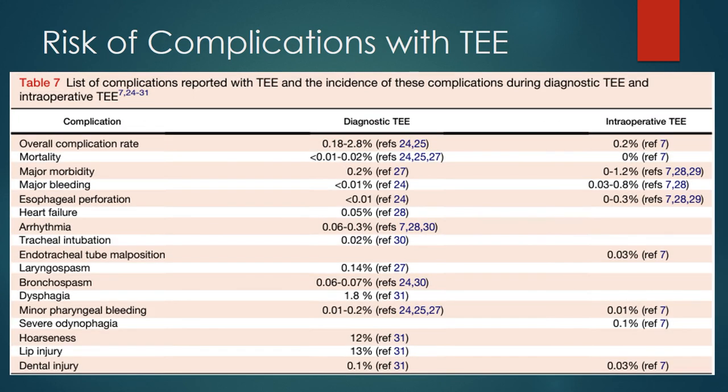So the risk of complications with transesophageal echocardiogram is super low. So I quote patients a 1 in 1,000 chance of severe complications such as esophageal perforation, bleeding, mortality. But most of the issues come from relative dysphagia, some hoarseness, oral trauma.